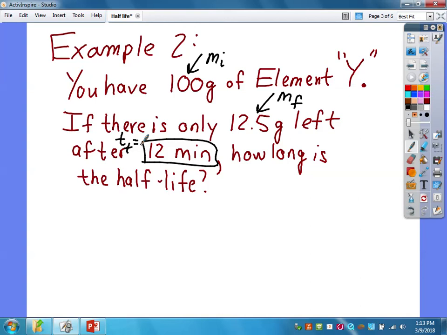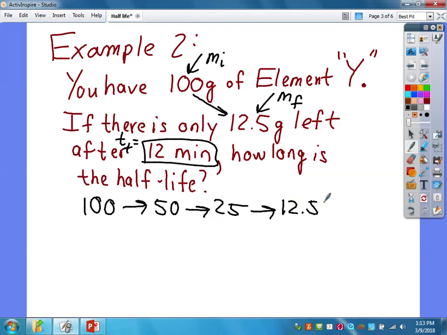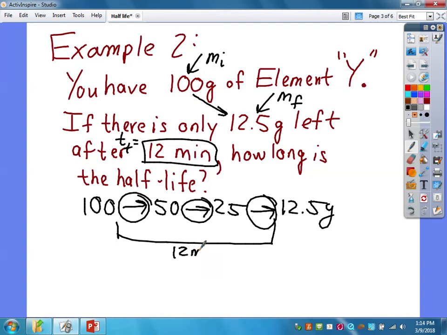For this one, I love doing the arrow technique, where you're just trying to figure out how many times I have to halve to get down to 12.5. So I go 100 goes to 50. That's one half-life. After another half-life, it's 25. And after another half-life, hey, I made it, 12.5 grams. So how many times did you halve it? 3 times. That means there must have been 3 half-lives. Well, what's the total time? 12 minutes. Let's divide that by 3. There you go. Each half-life is 4 minutes. Okay. Next.